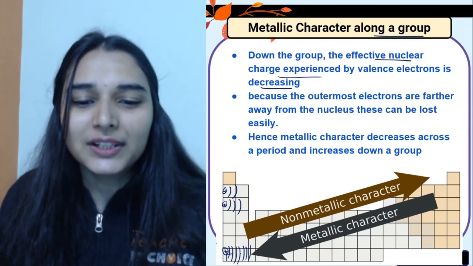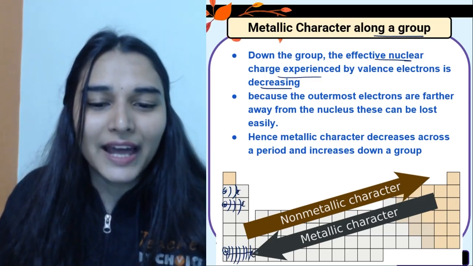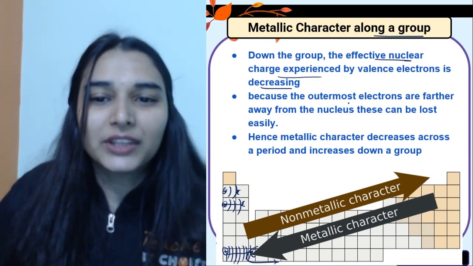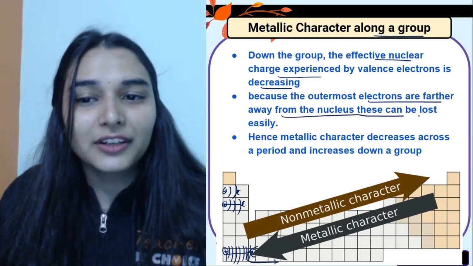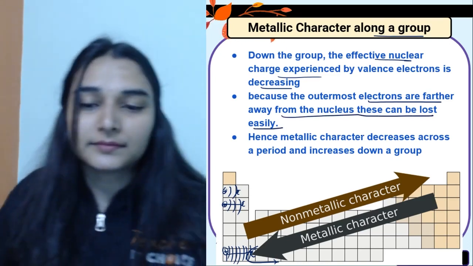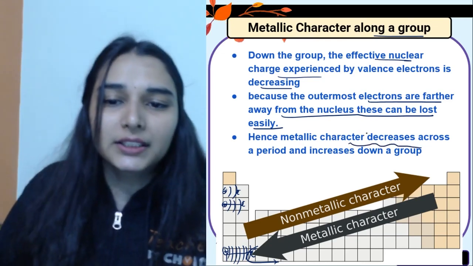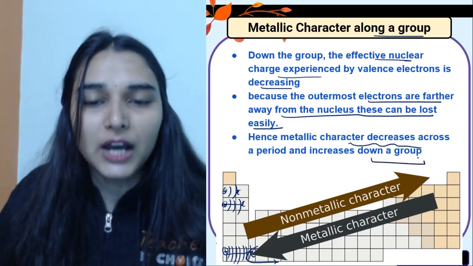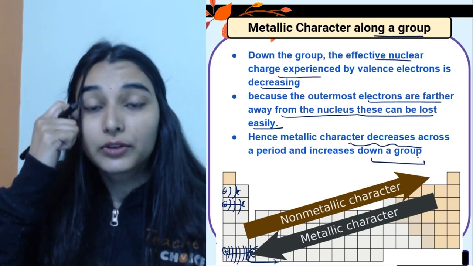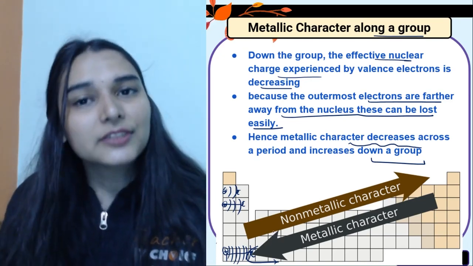So what happens? Nucleus cannot attract the valence electron very much tightly, है ना. So valence electron इतना दूर है, you can easily remove it, right, because the outermost electron is farther away from nucleus, they can be lost easily. So on going down the group, metallic character increase करता है, ठीक है, because it becomes easy to lose the electron, and opposite non-metallic character decreases.